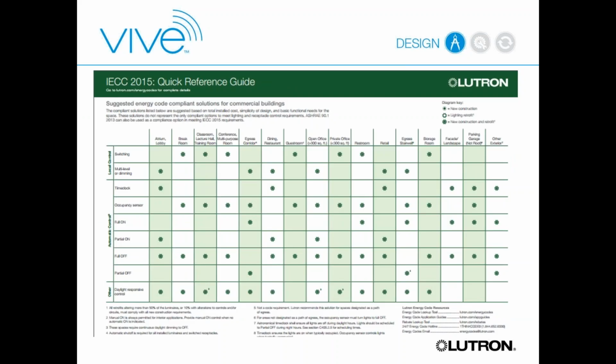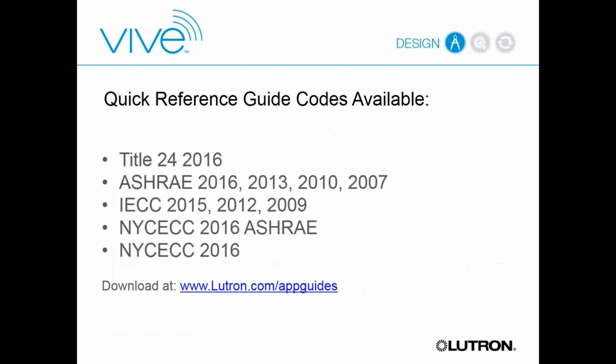And the really cool thing is we got it all on one page. So for all those room types, this is the page that gives you the IECC 2015 Quick Reference Guide. So it makes it very easy for you to understand immediately what you need in each of those room types. And we've got those available for all the major energy codes, whether it's Title 24, you can see all the different versions of ASHRAE, IECC, and even the New York City Energy Code. And you can download those right on lutron.com/appguides. Very, very good reference point to help know what is needed for code.